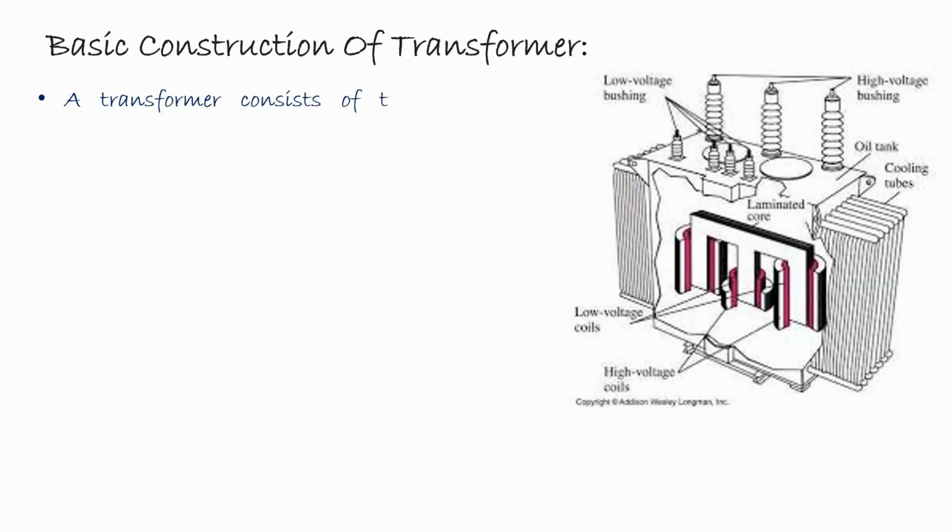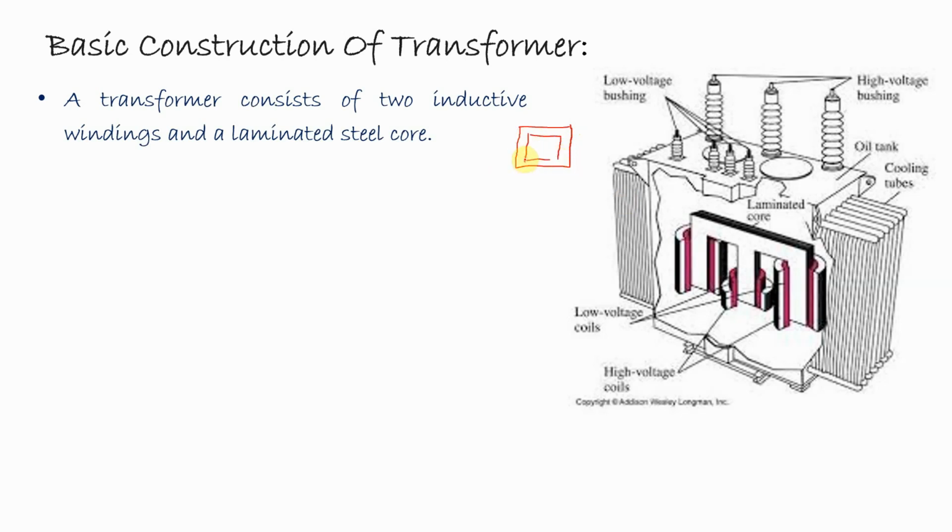A transformer mainly consists of two inductive windings and a laminated steel core, that we have already discussed in the previous lecture. If we draw the schematic diagram of the transformer, it will look like this. So this is the high permeability core of the transformer where two windings are placed. On one side the power supply is given, that is the AC power supply, and the other side is connected to the load. So this is basically the schematic diagram of the transformer.